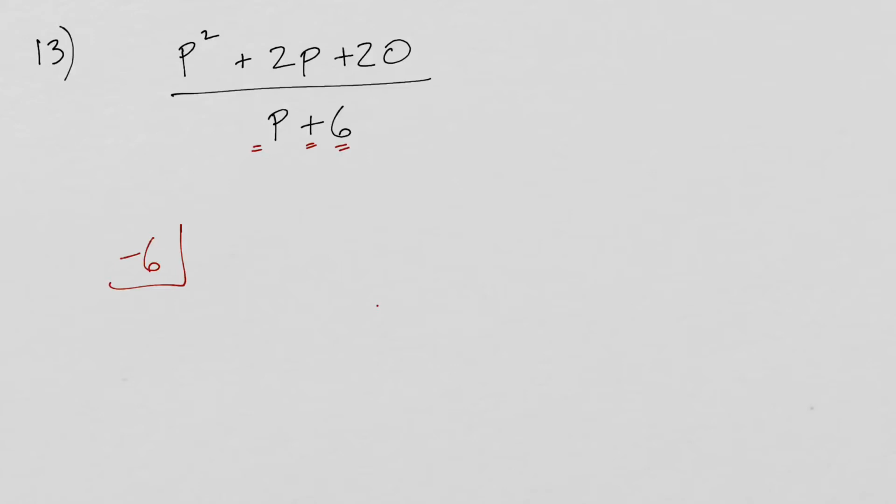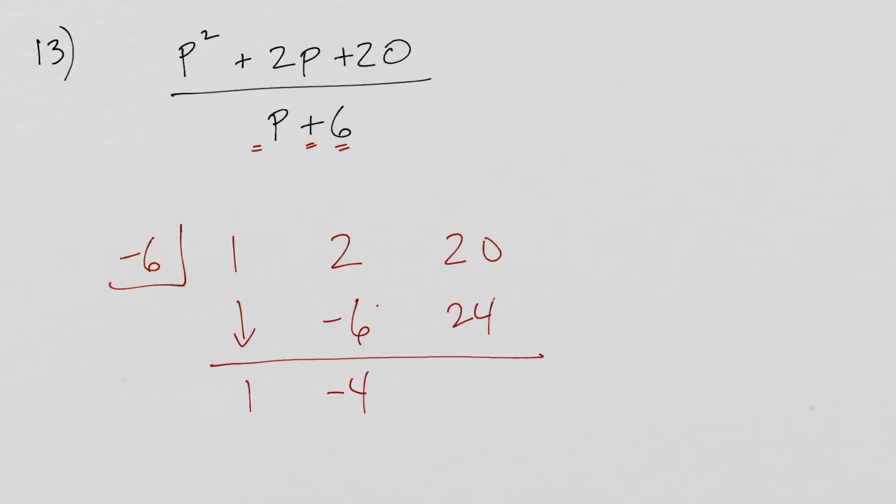And then I'll list out my coefficients, 1, 2, and 20. I'll put a line and I'll start by dropping the 1 down. Now I multiply. Negative 6 times 1 is negative 6. I add this up and get negative 4. Negative 6 times negative 4 is a positive 24. I add this up and I get 44.